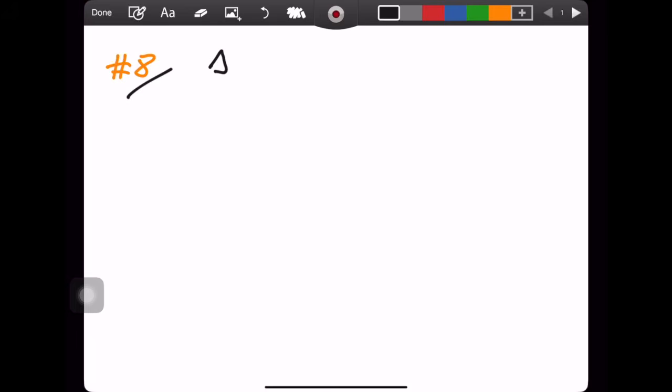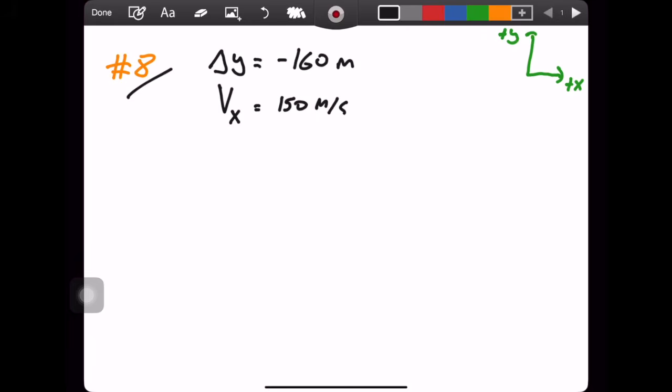More specifically, we are told that based on the current altitude of the plane, when it makes a drop, the change in y of the package being dropped is going to be equal to negative 160 meters. That's going on the conventional positive x is to the right, positive y is up, meaning negative x is to the left and negative y is down. We're also told that the velocity in the horizontal direction of the supply plane is 150 meters per second.